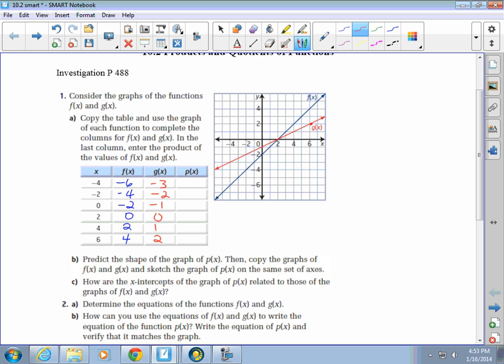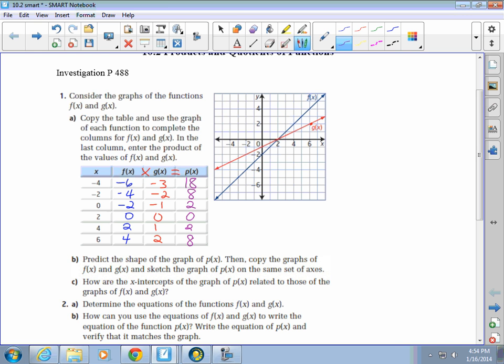And then it says in the last column we're going to enter the product of the values of f(x) and g(x). So that's all we're going to do. It's just that we're going to multiply and write what those values are. So -6 times -3 is 18. -4 times -2 gives us 8. -2 times -1 is 2, 0, 2, 8.